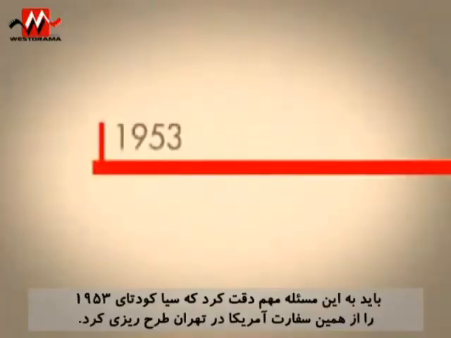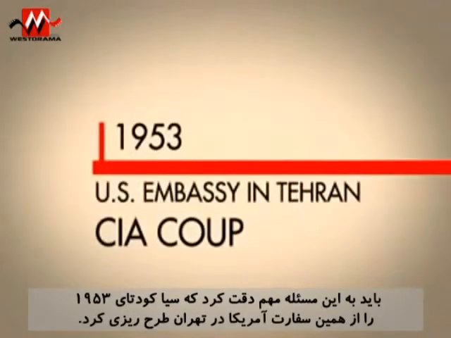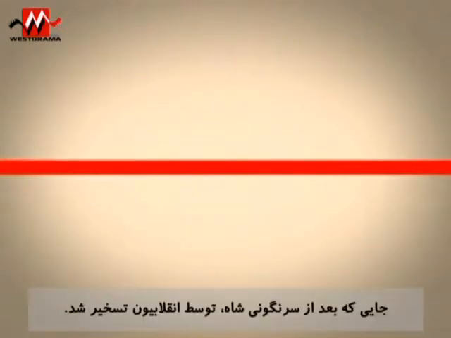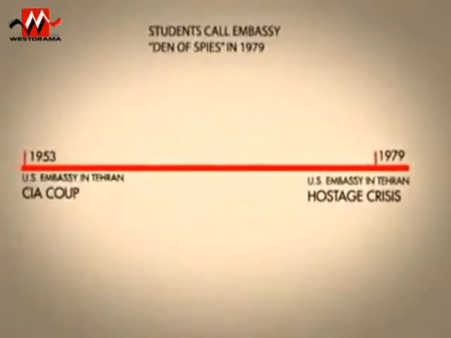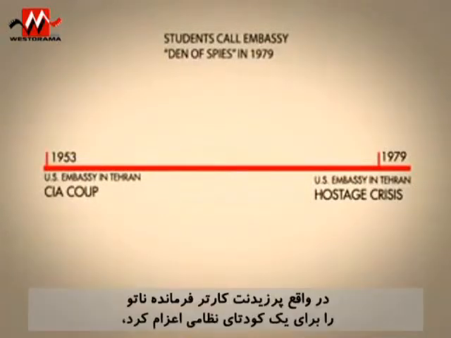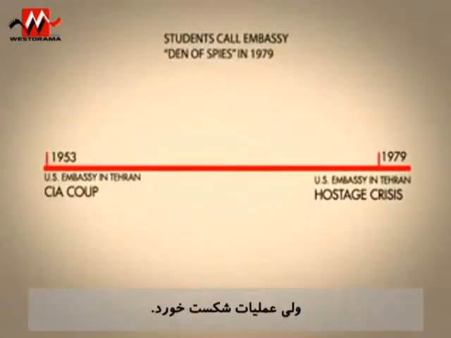One important thing to note is that the CIA orchestrated the 1953 coup out of the very same American embassy in Tehran that was later the site of the hostage crisis, right after the Shah was overthrown by popular revolution in 1979. The students were convinced that once again, the U.S. had plans to overthrow their revolution. In fact, U.S. President Carter did send a NATO general to instigate a military coup, but it failed.